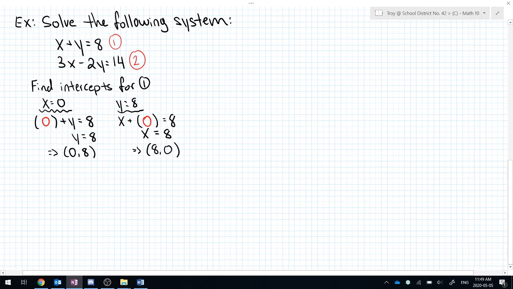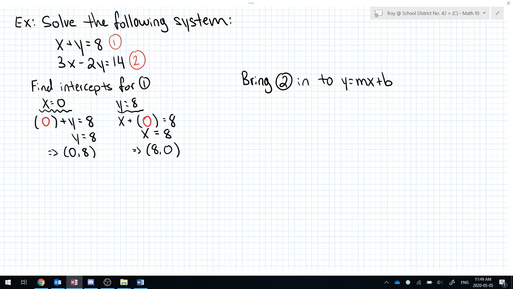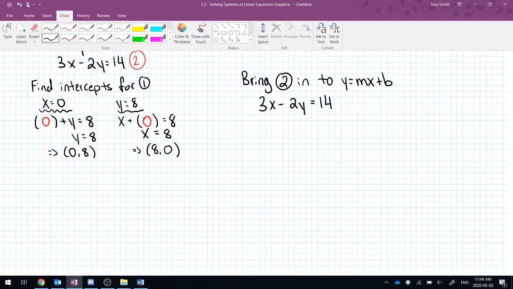For number 2, I'll just convert that into slope-intercept form. So I'll say bring equation 2 into y equals mx plus b form. You could also do intercepts for this function as well, but I'm just doing two different methods to show you guys. Okay, so we want to get y by itself, essentially, is what we're doing when we're converting an equation into slope-intercept form. So I'm just going to copy down my original equation here. And it's time for some algebra.